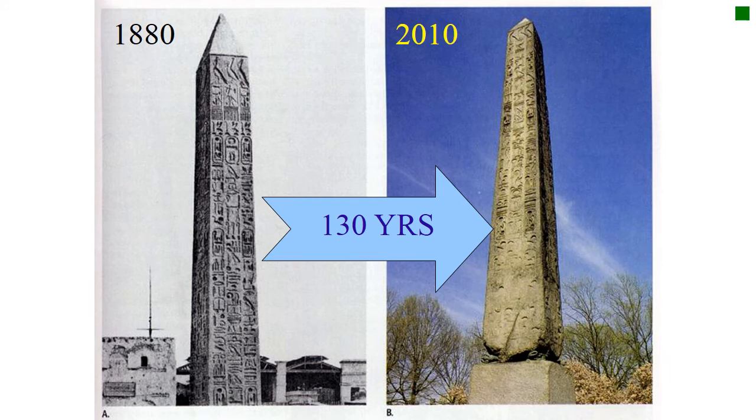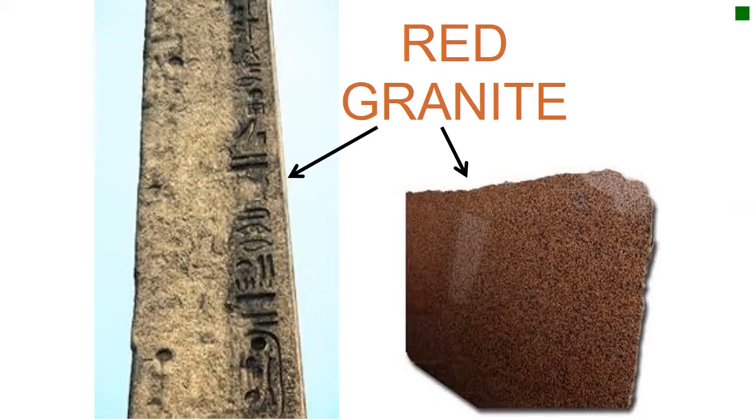So the question is, after 130 years or so, this thing has gotten almost completely weathered, but it was able to stay unweathered for thousands of years in Egypt. So why exactly did that happen? Well, the reason is we need to start off with what this statue is made out of. And a lot of what the rock is made out of is red granite.